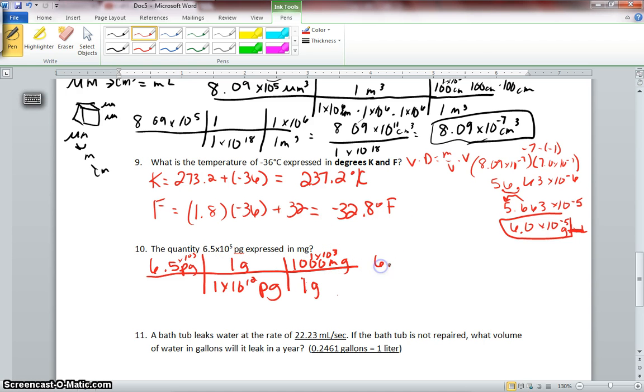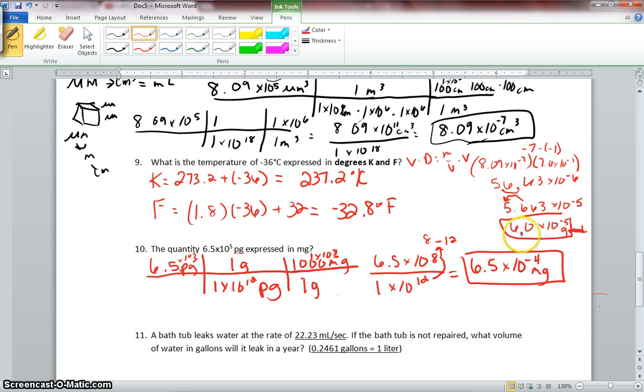So it's going to be 6.5 times 10 to the 8th. How did I get the 8th? Because we went 6.5 times 1 times 1, and then we add the exponents. So 3 plus 5 gives us 8. And then on the bottom we have 1 times 10 to the 12th. Divide that out, we should get 6.5 times 10 to the negative 4th. Well, how did I get negative 4? 8 minus 12 for the exponents. Negative 4. And so that's going to be milligrams.